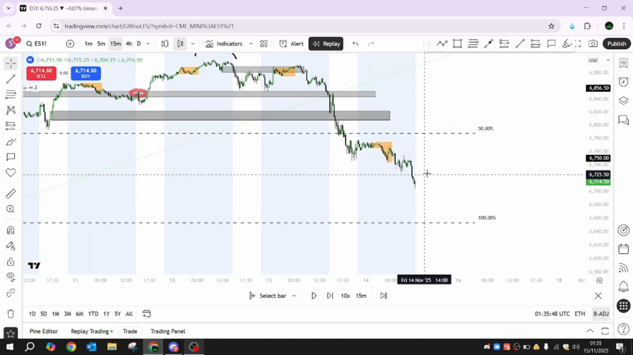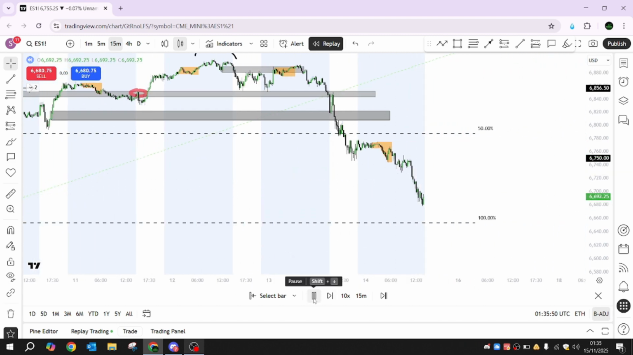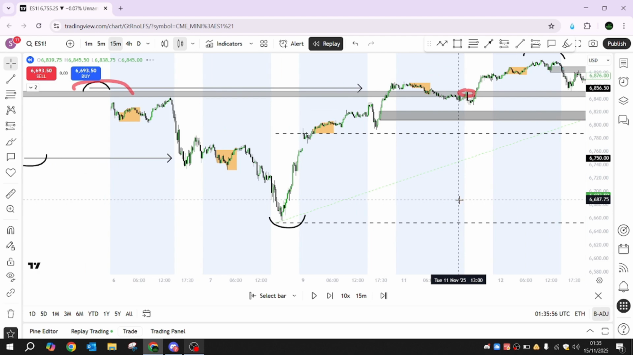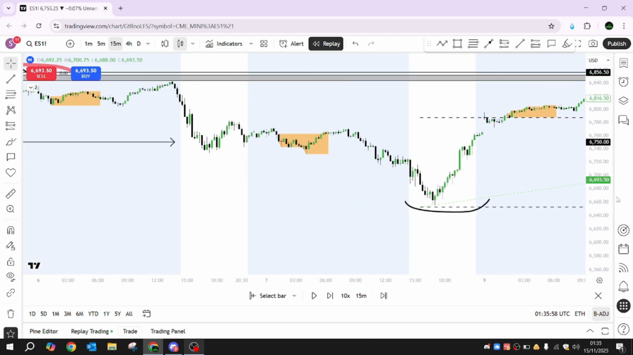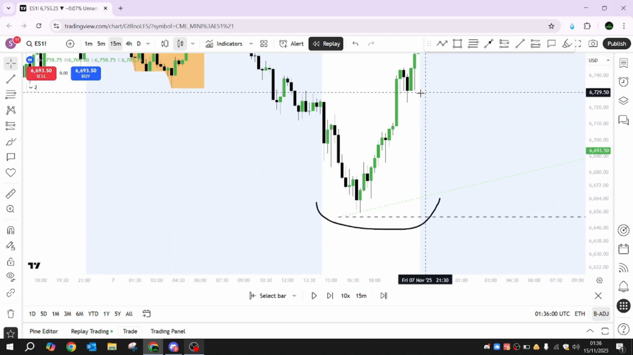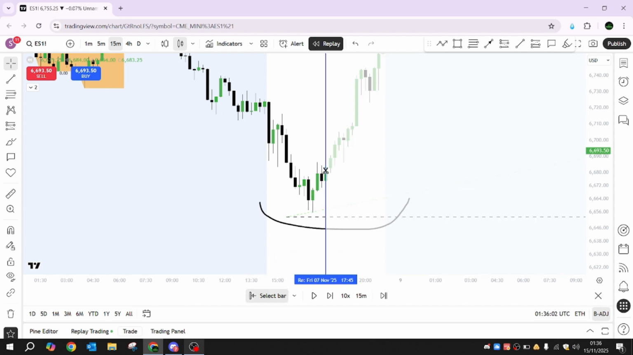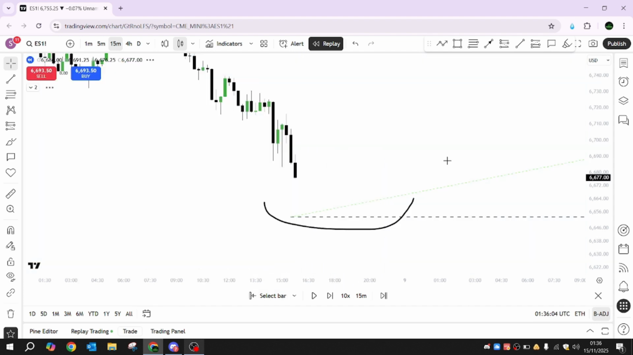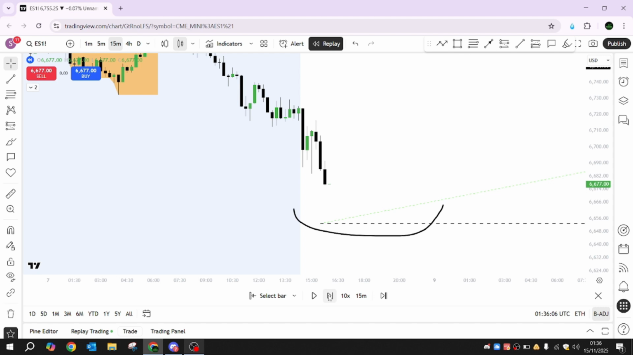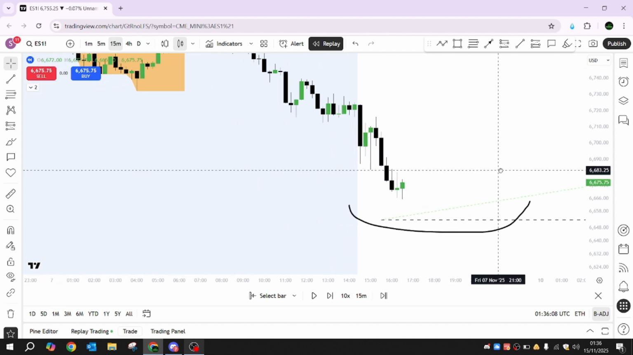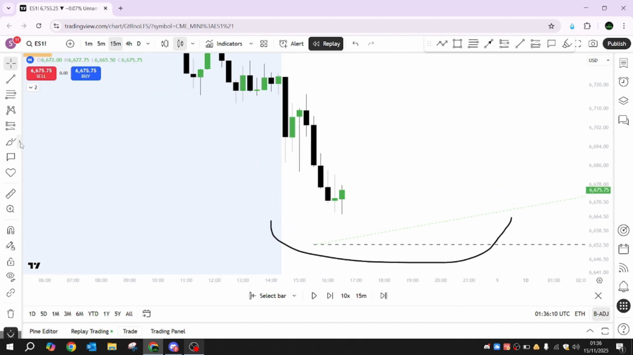So for us to understand what happened on Friday, the 14th of November, this trade, we need to understand what happened on Friday, the 7th of November. So if we go back to the 7th, what we had was a flip zone, right? I call this a flip zone, or in ICT terms, I think they call it a breaker. So on Friday, the 7th, we had this price action over here. So we had a key level, right? This was our key level.